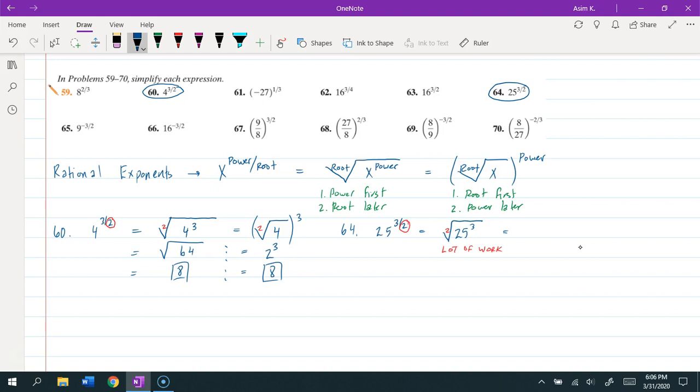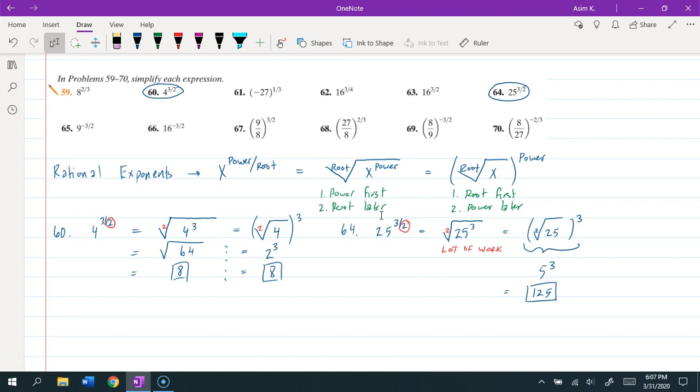The other option is to do the root first, so find the second root first, and then whatever answer you get from that, cube it later. And see how this is actually easier. When we do this option, we ask, what's the square root of 25? The square root of 25 is 5, right? So now what is 5 cubed? 5 cubed is 5 times 5, which is 25, times 5, which is 125. So see how much easier that was. Without a calculator, you were able to come to that conclusion.